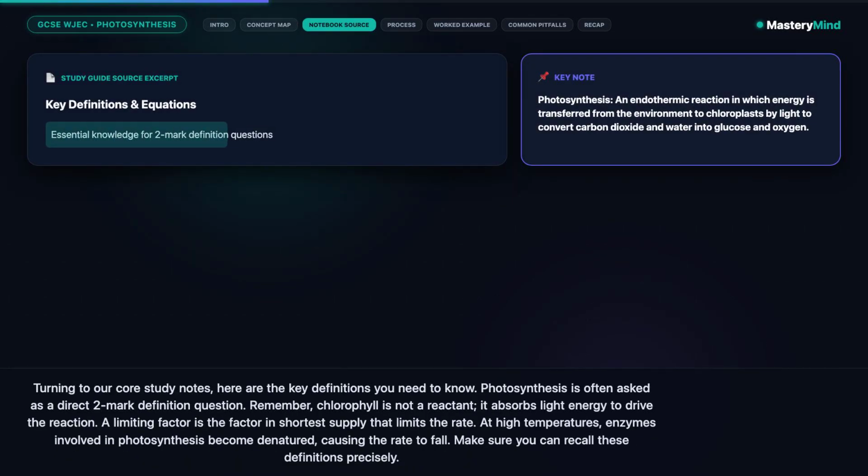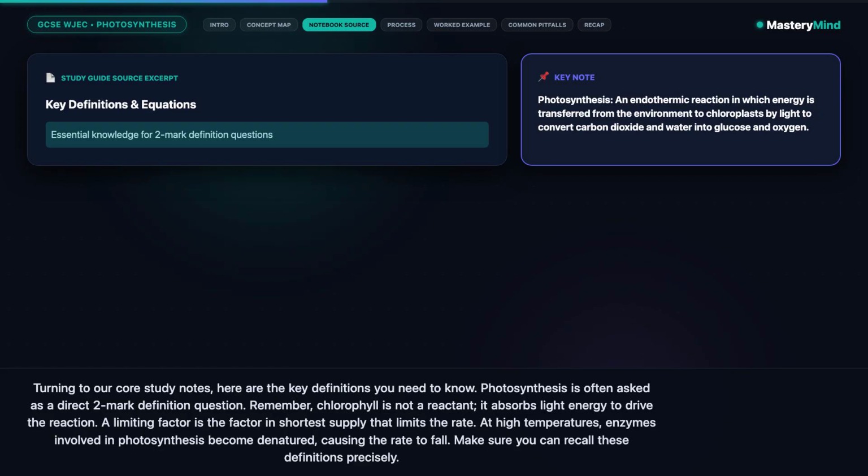Turning to our core study notes, here are the key definitions you need to know. Photosynthesis is often asked as a direct 2-mark definition question. Remember, chlorophyll is not a reactant, it absorbs light energy to drive the reaction.